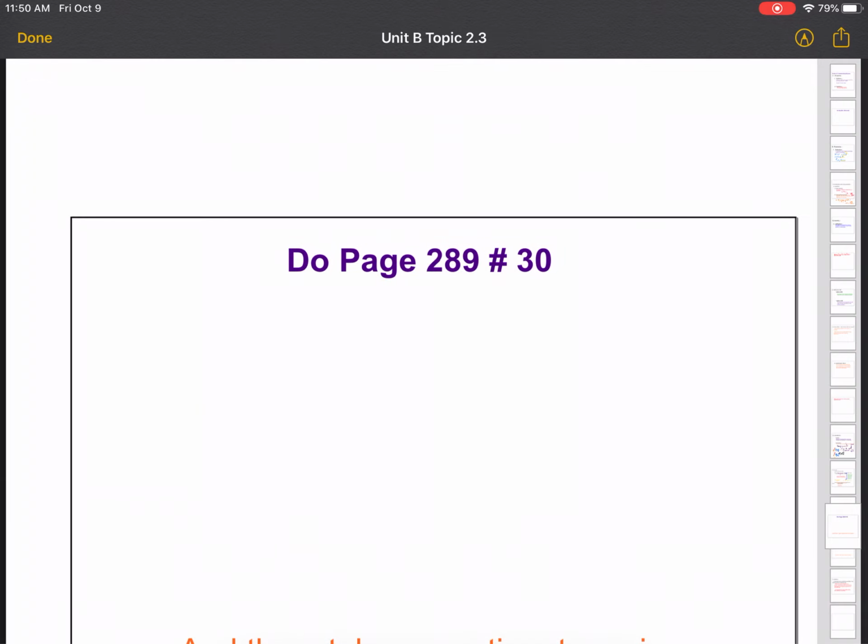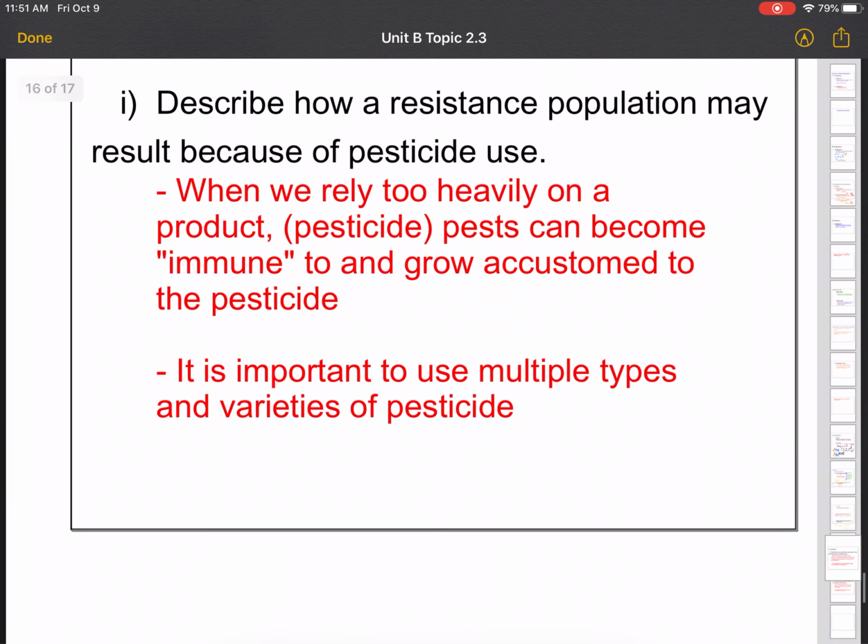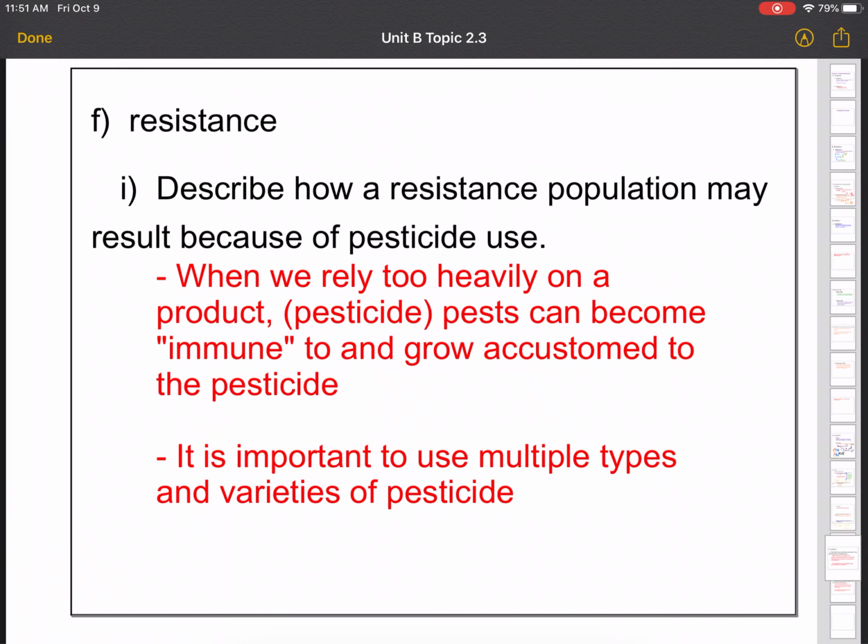So here's a question that you need to do on page 289, question number 30. And then we're going to do our last vocabulary word, which is resistance. So resistance describes how a population may result due to pesticide use. So how resistant are you? Are you going to be able to withstand the effects? So when we rely too heavily on a product like pesticides, pests can become immune to and grow accustomed to the pesticide. It's important to use multiple types and varieties of pesticides so that you don't create an immunity.